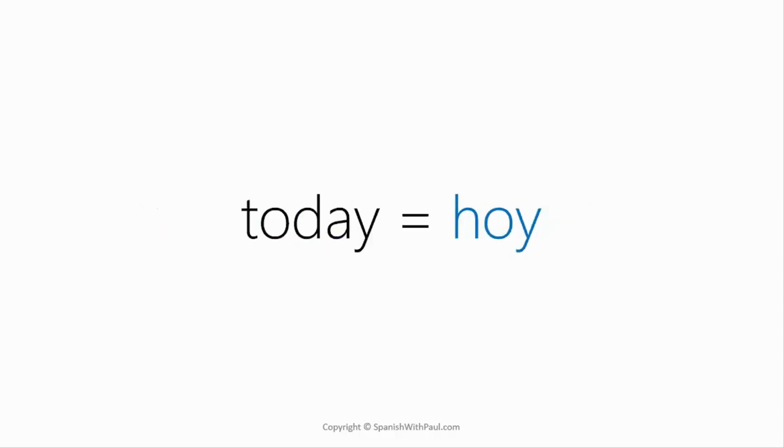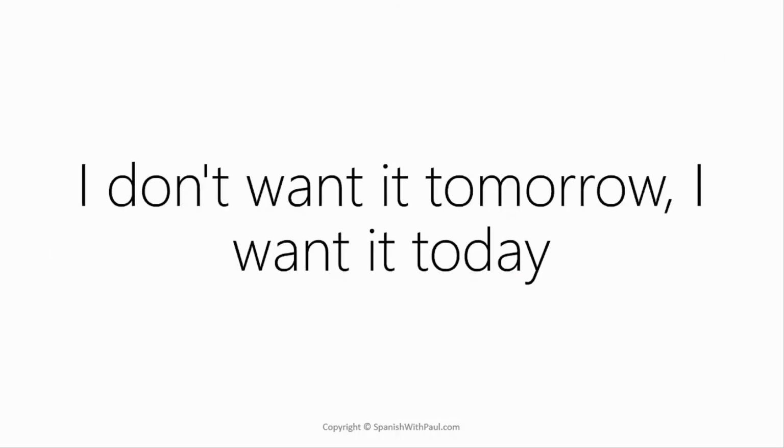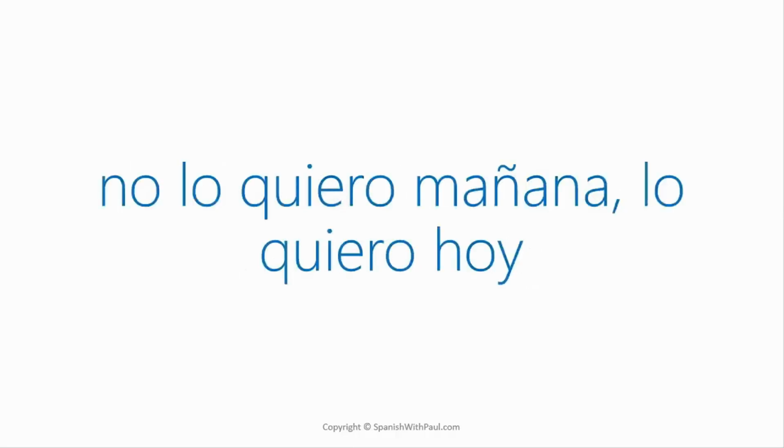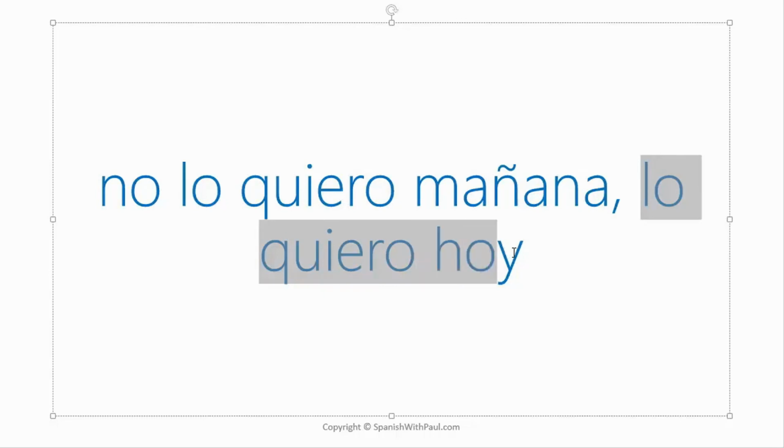The word for today in Spanish is hoy. Hoy. This H, remember, is silent in the pronunciation. Hoy. Try to say, I don't want it tomorrow, I want it today. And remember to pause if you need time to think it out, step by step. No lo quiero mañana, lo quiero hoy. So, no lo quiero, I don't want it. Mañana, tomorrow. No lo quiero mañana. I want it today. Lo quiero, it I want. Hoy, today.